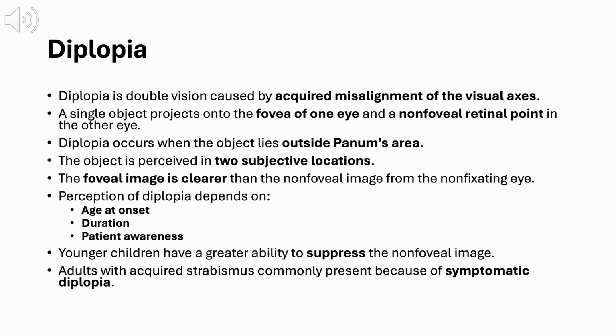Think of it like this. One eye is looking straight at the object, and the other eye is looking a little to the side. Your brain gets two pictures that don't line up, so it shows you both. The picture from the eye that's looking straight at the object is clearer, and the other one looks blurrier. Whether someone actually notices double vision depends on a few things: how old they were when it started, how long it's been happening, and how aware they are of the images. Younger children are often able to turn off the extra image without realizing it, which is called suppression. Adults usually can't do that, which is why acquired strabismus in adults almost always causes bothersome diplopia.